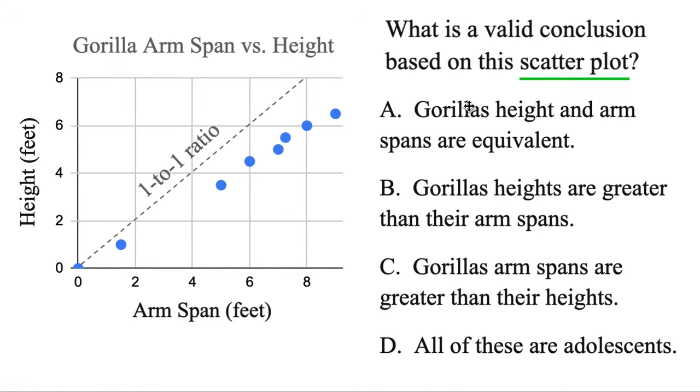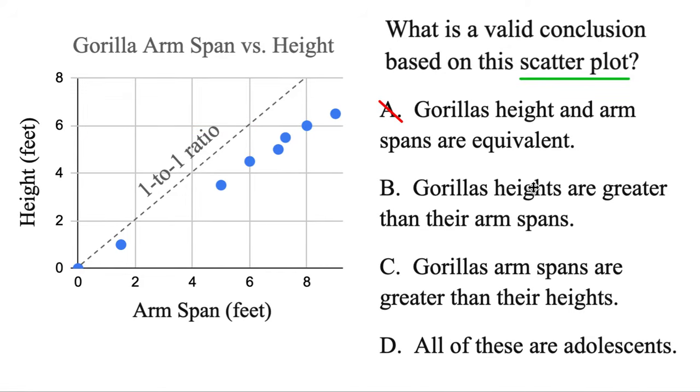Well, the first one, gorilla's height and arm spans are equivalent. But if that was true, we'd have a point right here, for instance, where a 6-foot arm span would match with a 6-foot height. And all the other ones would lie right on that line. However, that's not true. So that one's out.